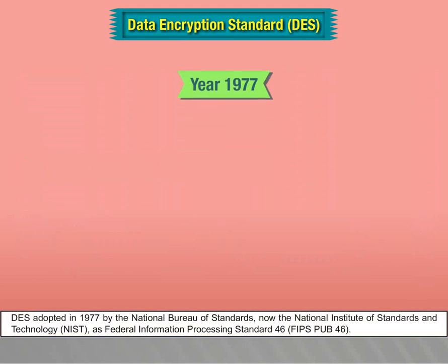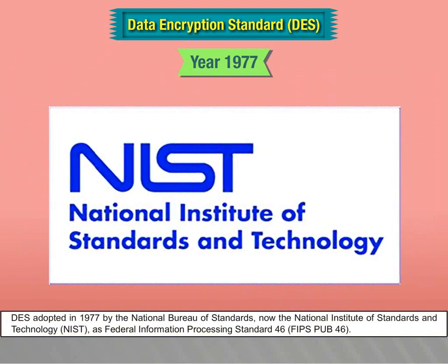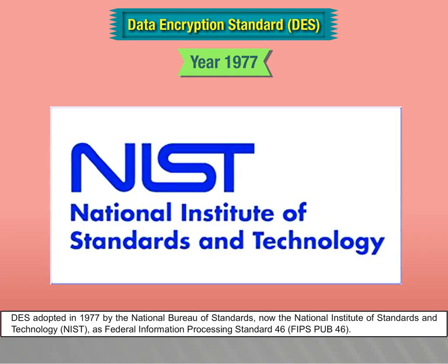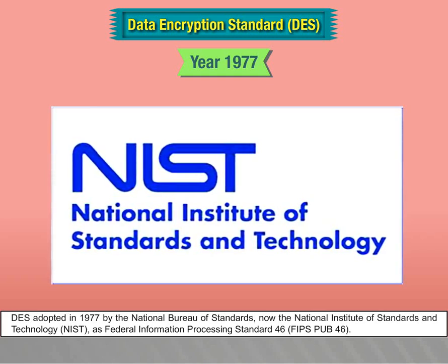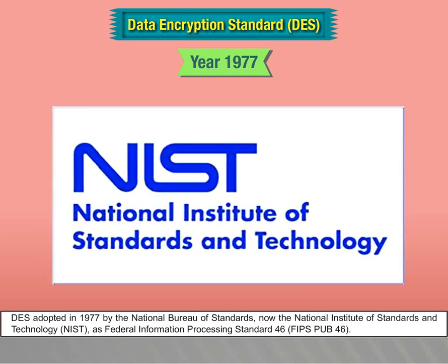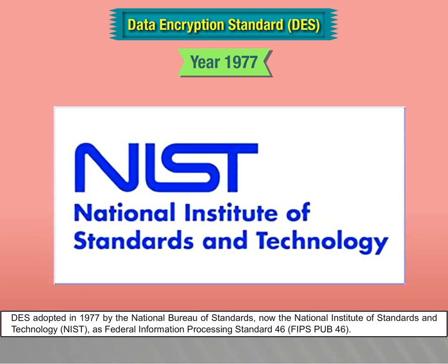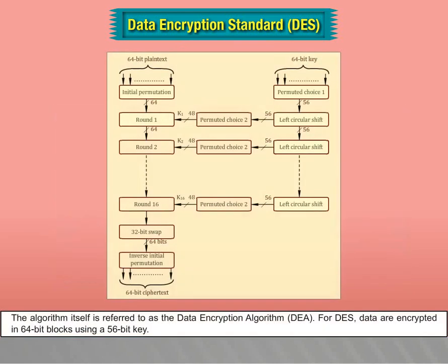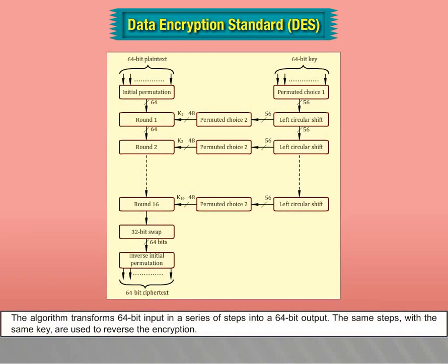DES was adopted in 1977 by the National Bureau of Standards, now the National Institute of Standards and Technology, that is NIST, as Federal Information Processing Standard 46, FIPS PUB 46. The algorithm itself is referred to as the Data Encryption Algorithm, DEA. For DES, data are encrypted in 64-bit blocks using a 56-bit key. The algorithm transforms 64-bit input in a series of steps into a 64-bit output. The same steps with the same key are used to reverse the encryption.